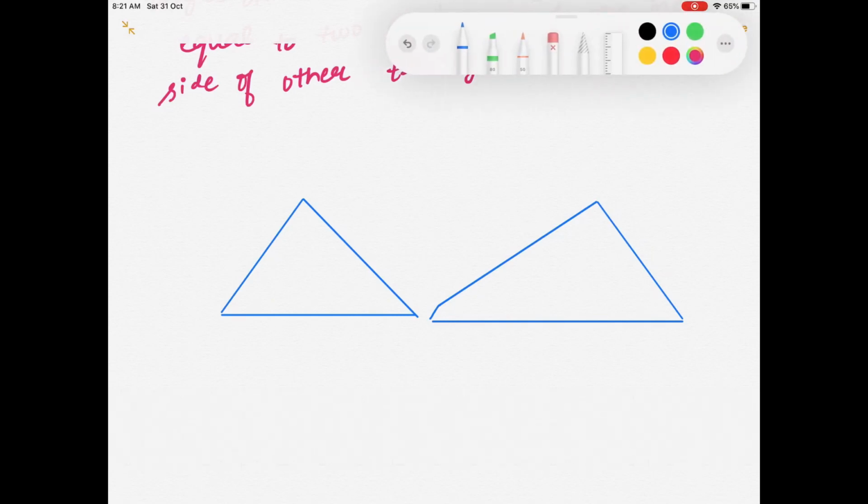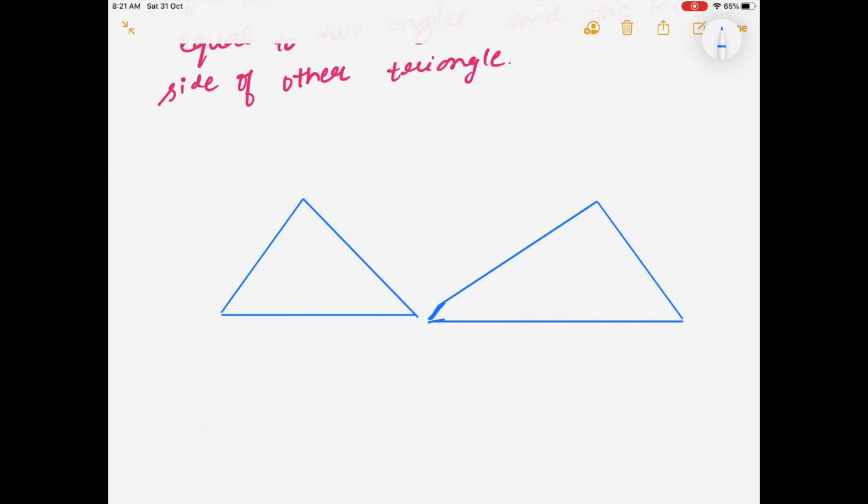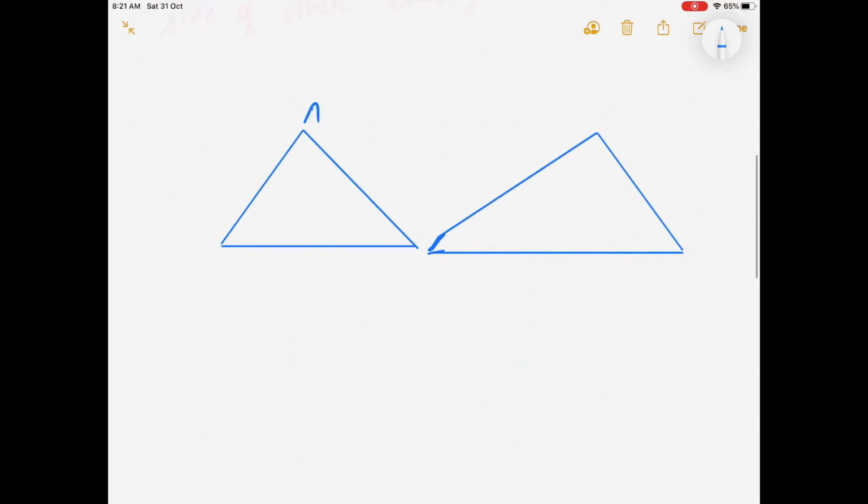So basically we have to prove these two triangles congruent to each other. This triangle is ABC and this triangle is DEF. There is no measurement in these two triangles. These two triangles are not equal to each other, we can simply see that. But I want to make you understand the congruency rule. That's why I am drawing these types of triangles.